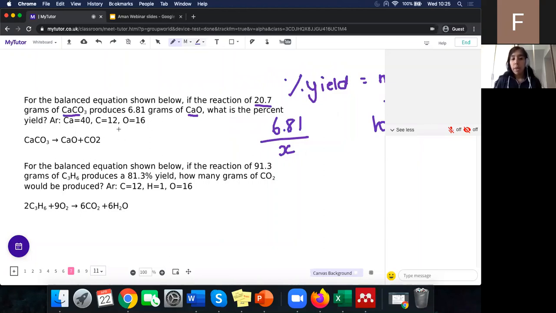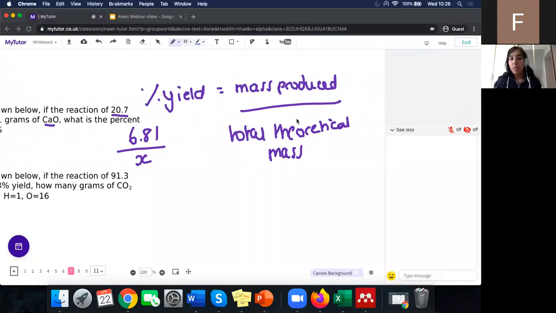Let's just check our reaction is balanced, because we don't want to be caught out like that. So if we have a look, there's 1 calcium on the reactant side, 1 calcium on the product side, 3 oxygens, 1 carbon, 1 carbon. So it's a fully balanced equation. That's very important. So now the moles of calcium carbonate, the equation for percentage yield is just here. Percentage yield equals the mass produced over the total theoretical mass.